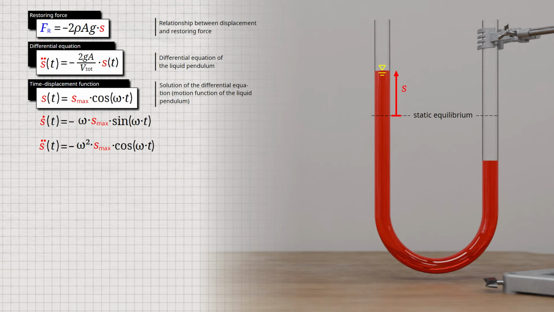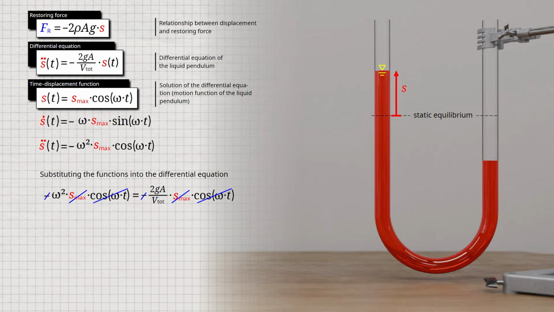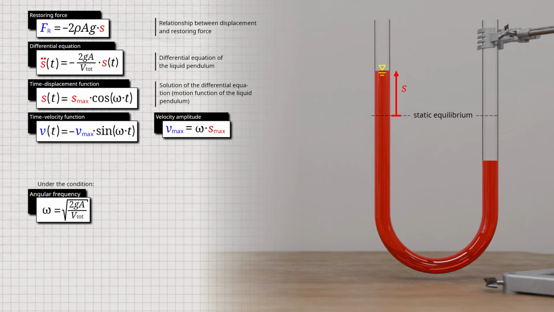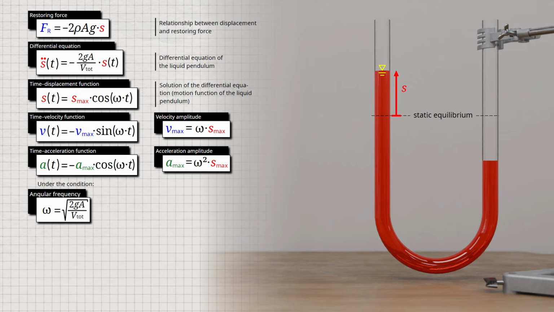We then substitute this second derivative and the displacement function itself into the differential equation. By canceling the maximum displacement, the cosine term, and the negative sign, we obtain the expression for the angular velocity as given. The displacement function s of t thus describes the oscillation of the liquid pendulum under the condition that the angular velocity contained in the displacement function has the specified value. The first derivative of this displacement function gives the time-dependent velocity, and the second derivative gives the acceleration function.